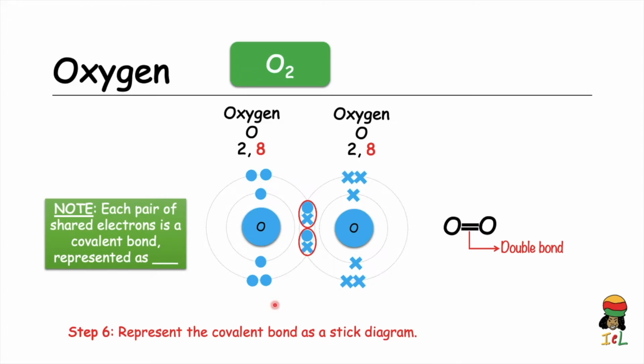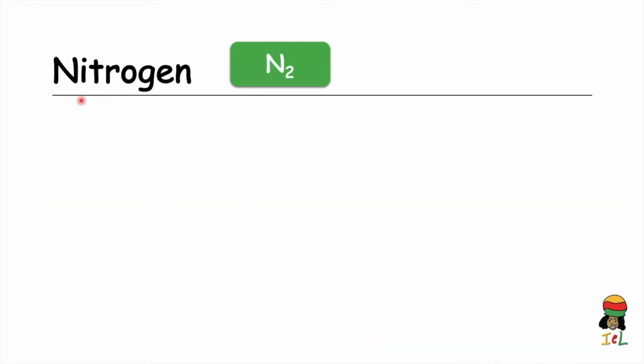Also remember, the dot and cross diagram can be represented without the inner lying shells with electrons, as shown on the screen at this time. So we have now completed the second example of covalent bonding, which illustrates the formation of the double bond. The third example is a molecule of nitrogen, which consists of two nitrogen atoms bonded together.